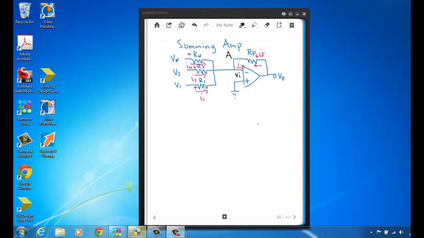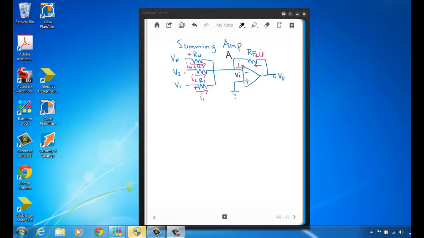Okay, here in this video we're going to analyze what's called a summing amplifier. So here's our op amp. Again, the non-inverting input is grounded just like it was in the inverting amplifier case. We got a feedback resistance, and this time we have multiple inputs instead of just one input like with the inverting amp. And you can see I labeled these inputs V1, V2, and Vn.